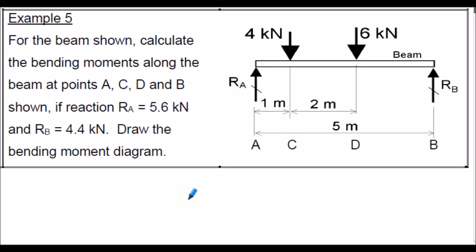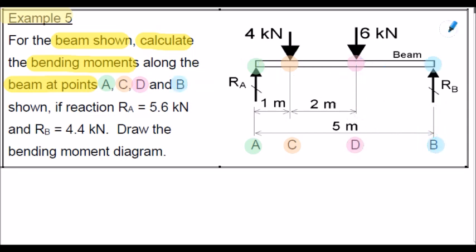again from the workbook. So example 5, for the beam shown, we're asked to calculate the bending moments along the beam at various points, labelled A, C, D, and B, shown here. The labelling is totally arbitrary. You can label the various points along the beam as you prefer. I'm using A at the left-hand end because the reaction RA is stated at the left-hand end, and I'm using B for the right-hand end simply because the reaction RB is stated at the right-hand end.